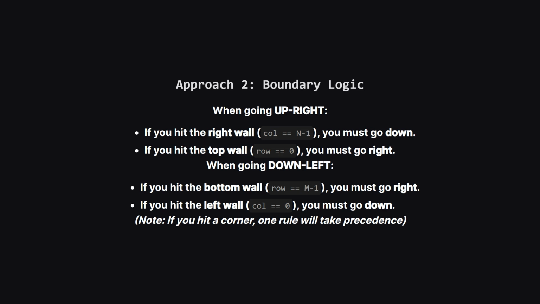When we're moving up and to the right, if we hit the right wall first, our next move is to just step one spot down. If we hit the top wall first, we step one spot to the right. The logic is basically mirrored for when we're moving down and to the left. If we hit the bottom wall, we move right. If we hit the left wall, we move down. These rules will perfectly guide our simulation.